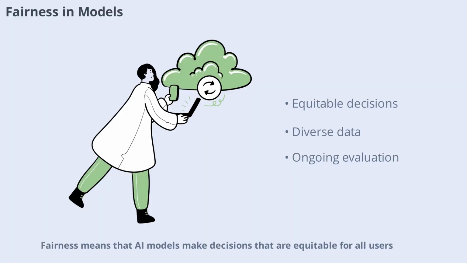Fairness means that AI models make decisions that are equitable for all users. This requires careful design, diverse data, and ongoing evaluation. Teams should test models for disparate impact and adjust them to reduce unfair outcomes.